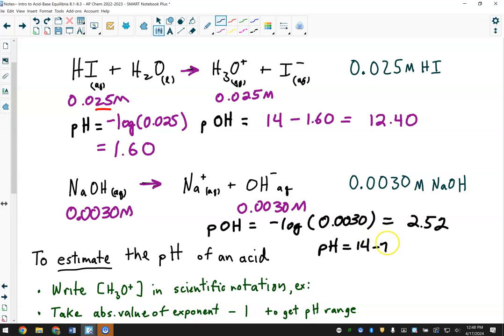Minus 2.52, which is 11.48. So the pH of that concentration of a sodium hydroxide solution is going to be in the basic range, and that's how you do it. Remember that?